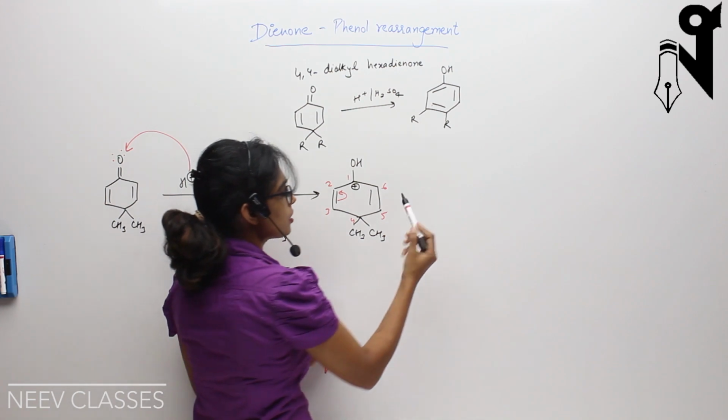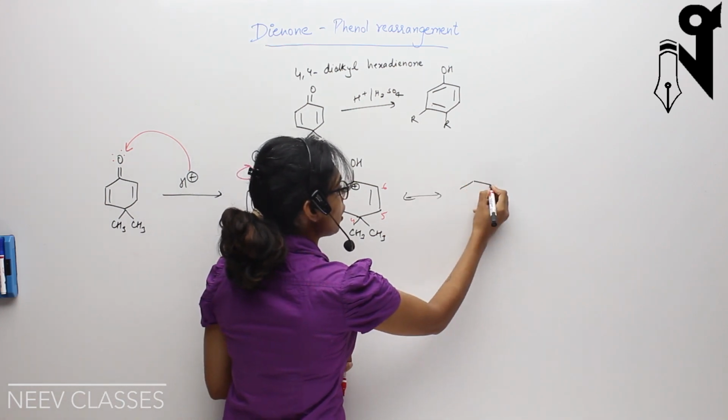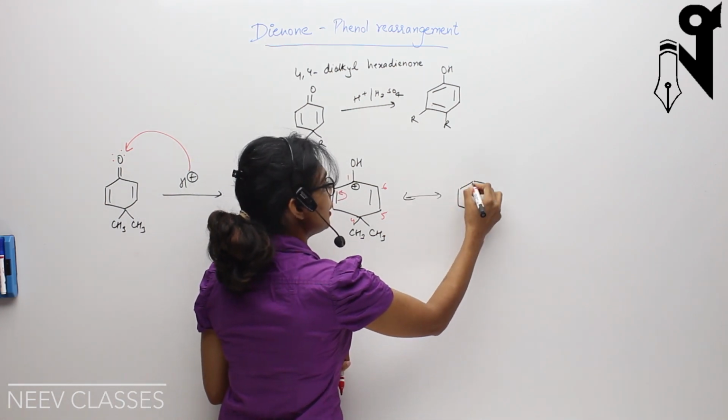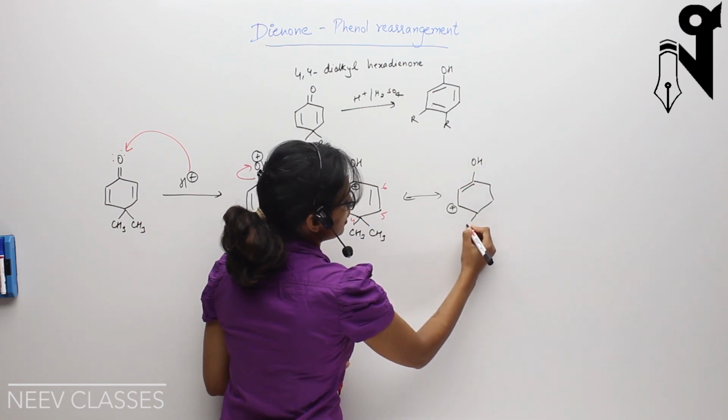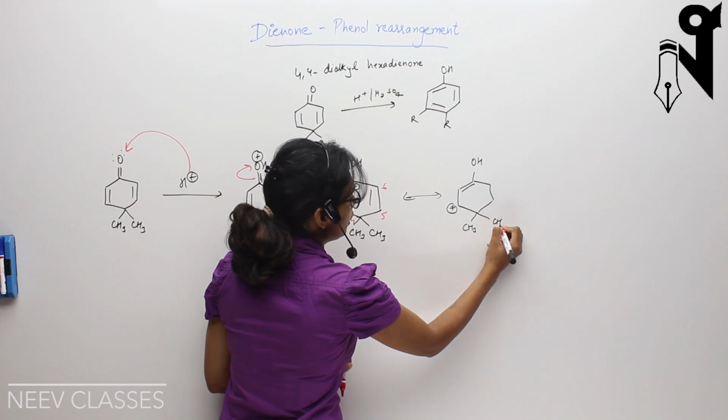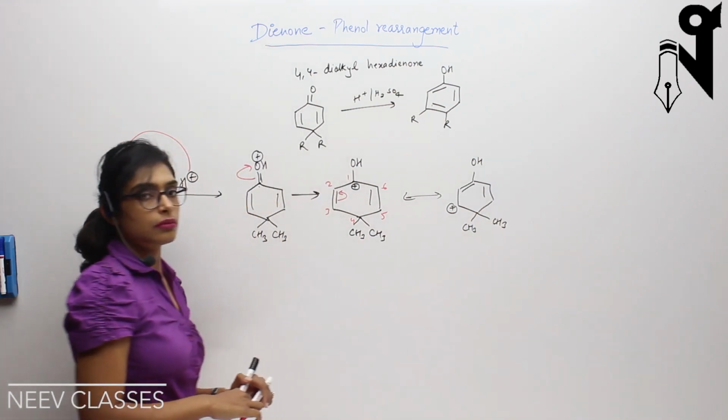So the resonating structure will look like this: OH, double bond here, plus charge over here, CH3, and a pi bond over here.